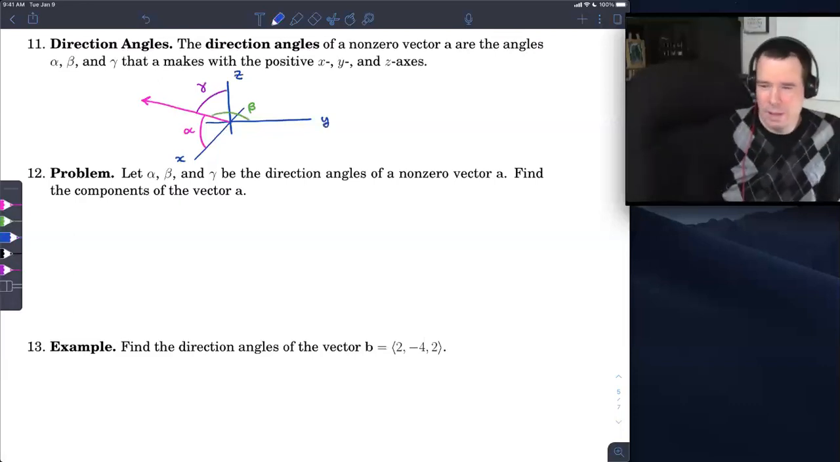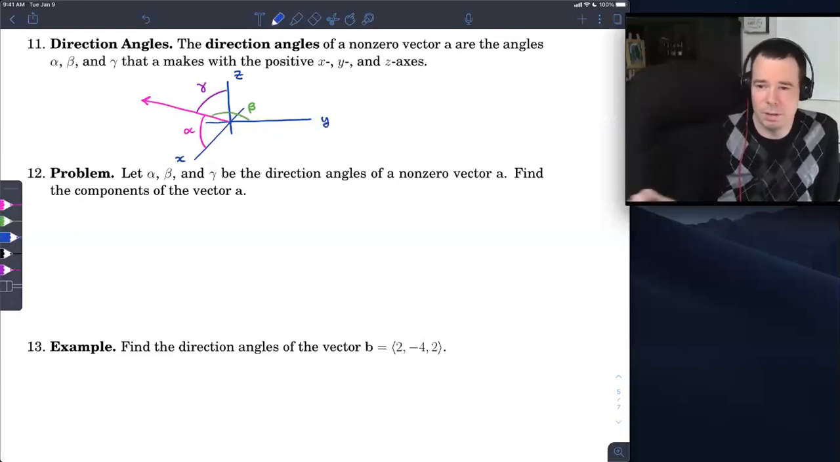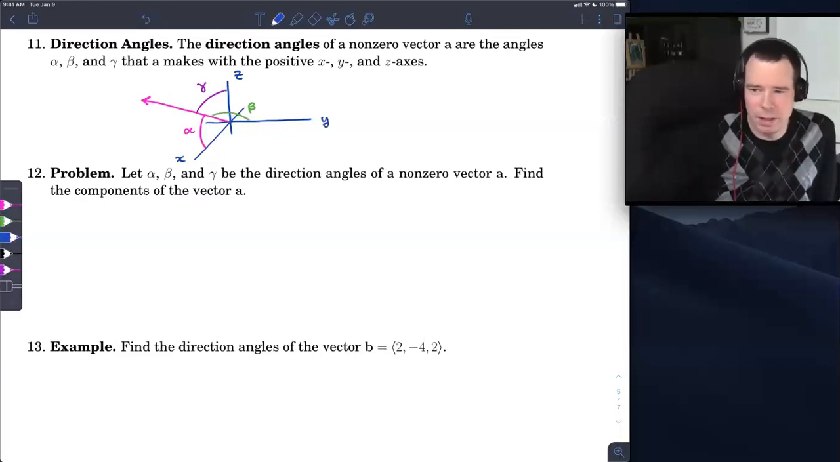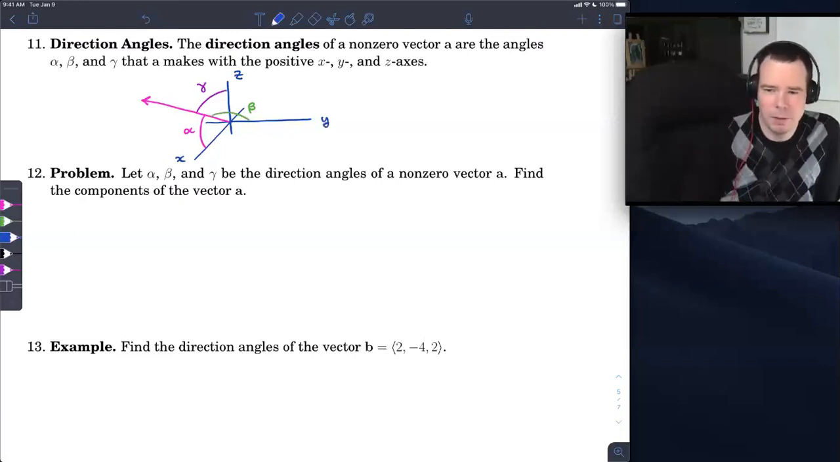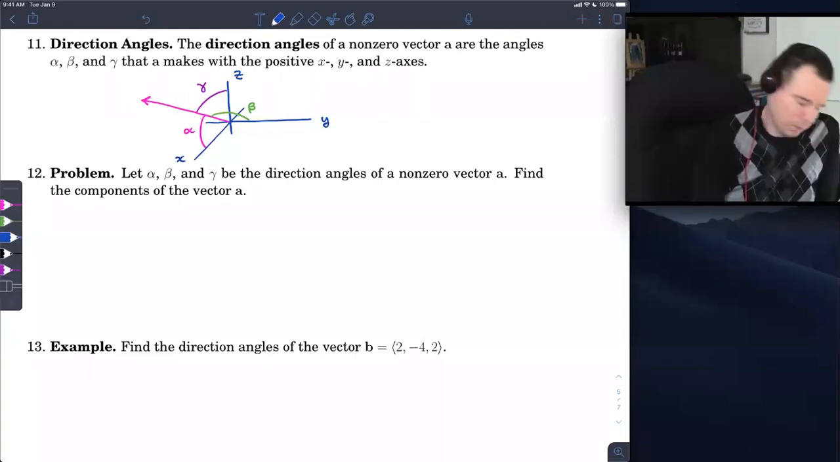And those 3 angles are enough to determine the direction of that vector. It doesn't determine the magnitude, but it does tell me the vector's direction. And these are known as the direction angles. So these 3 values give us the direction of our vector. So the next problem is asking, if I know the direction angles of our vector, can we find the components of our vector?